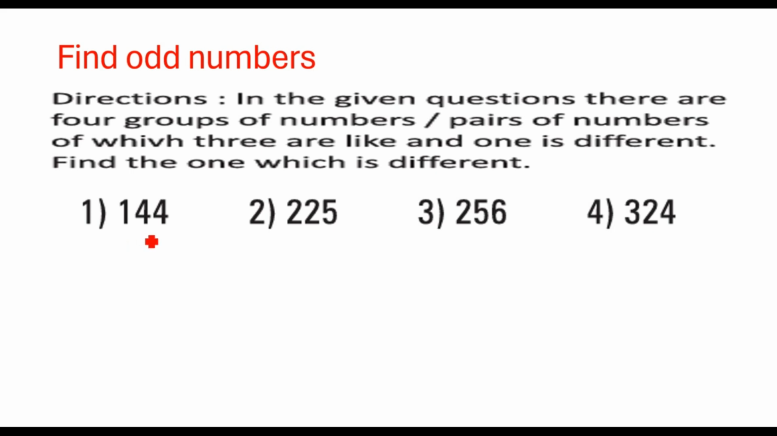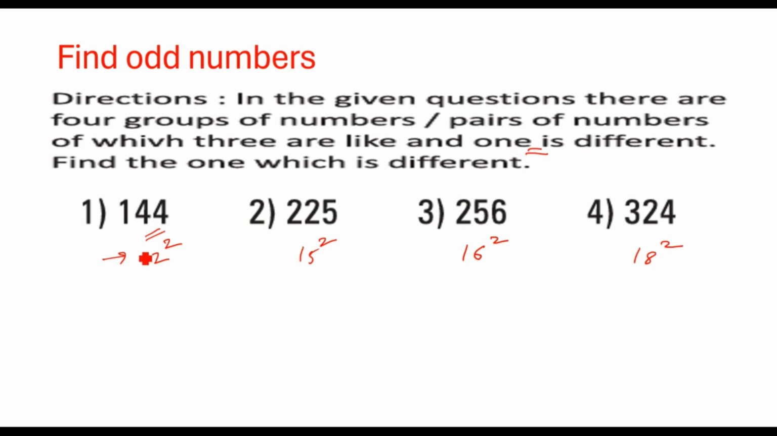Let us come to this question. Question 1, option number 1 is 144. If I observe here, it looks to be a 12 square. 225 is a 15 square. 256 is a 16 square. And 324 is an 18 square. So again it's the same pattern as the previous sum. All numbers are perfect square numbers. Then how can you find the odd one out?